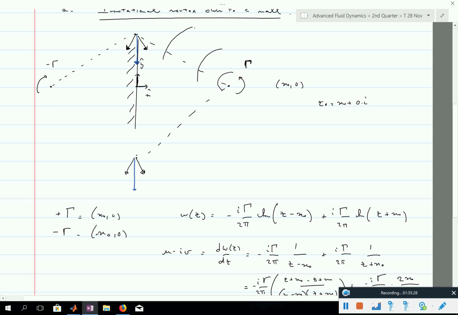is there a net force on the wall? Does the rotational vortex exert a net force on the wall? Who says the rotational vortex exerts a net force on the wall? And who says it exerts no net force on the wall? Okay, a lot of undecided people. What would you have to compute to know whether it exerts a force on the wall or not? The pressure.